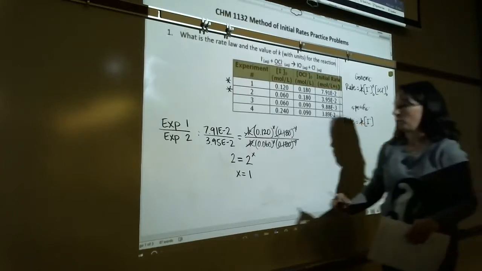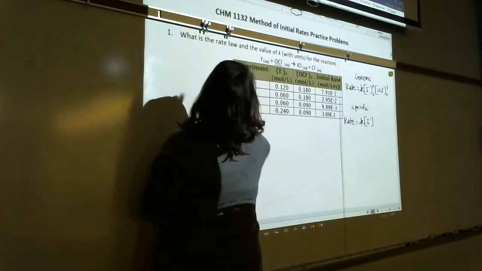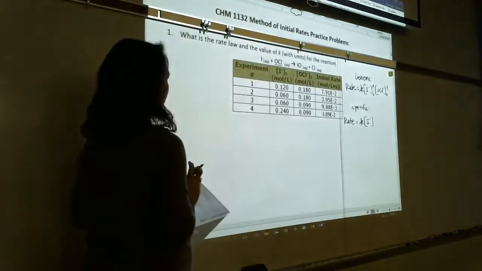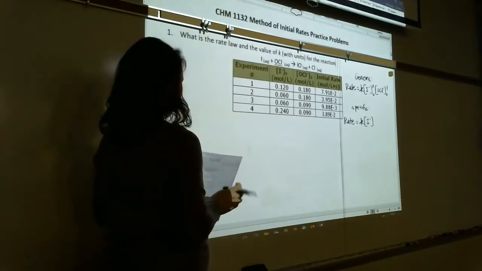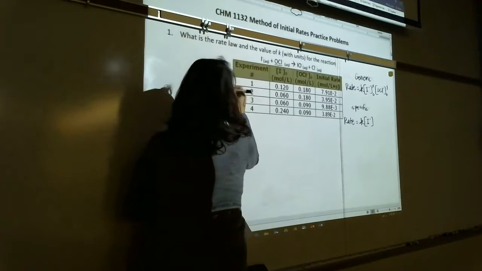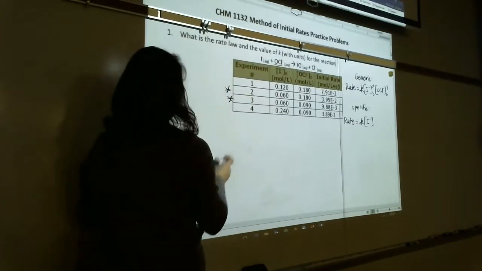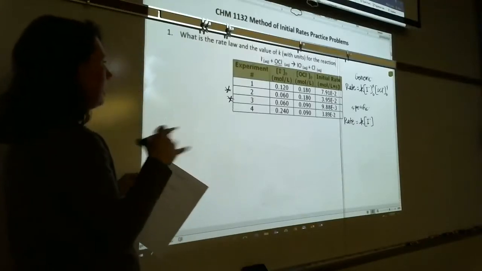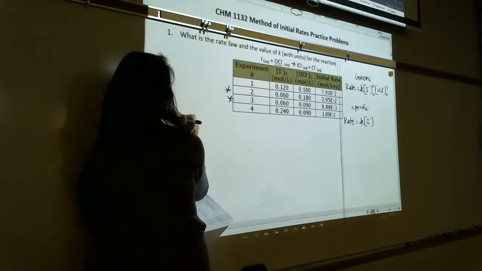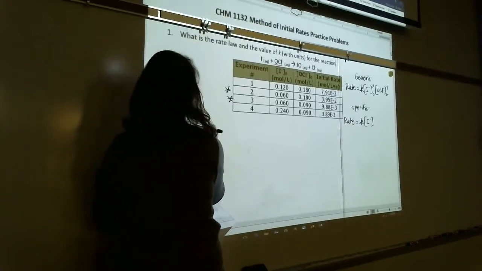All right, now let's solve for Y. So what'd you pick to solve for Y? Anyone want to share? 2 and 3? That's what I did too. 2 and 3. All right, solve for Y. Again, you can do it as 3/2 or 2/3. It doesn't make a difference. I did it as 2/3. So experiment 2 over experiment 3.